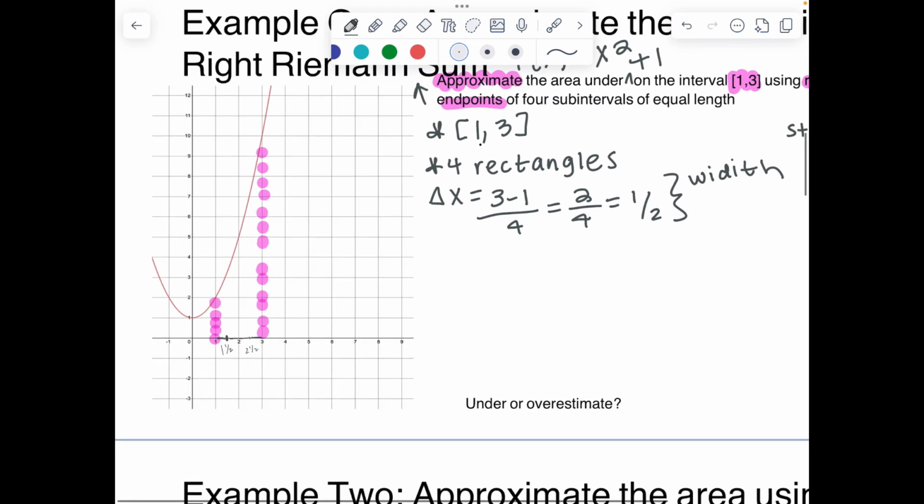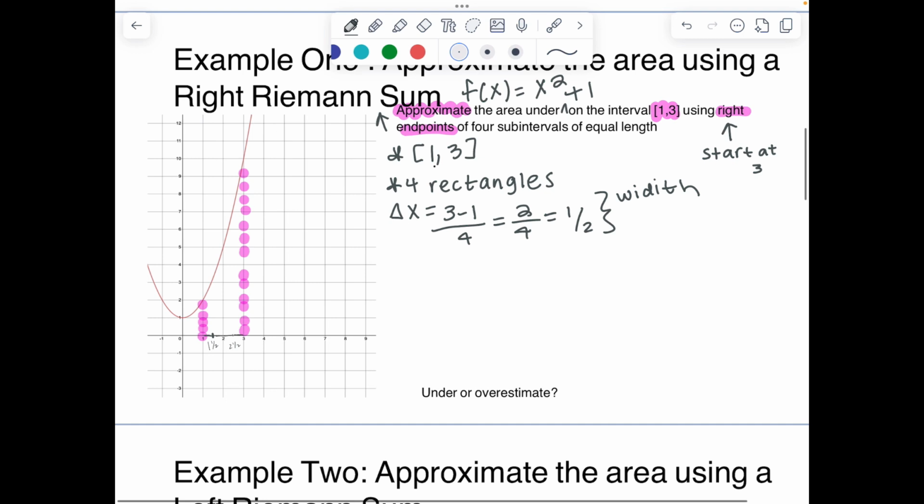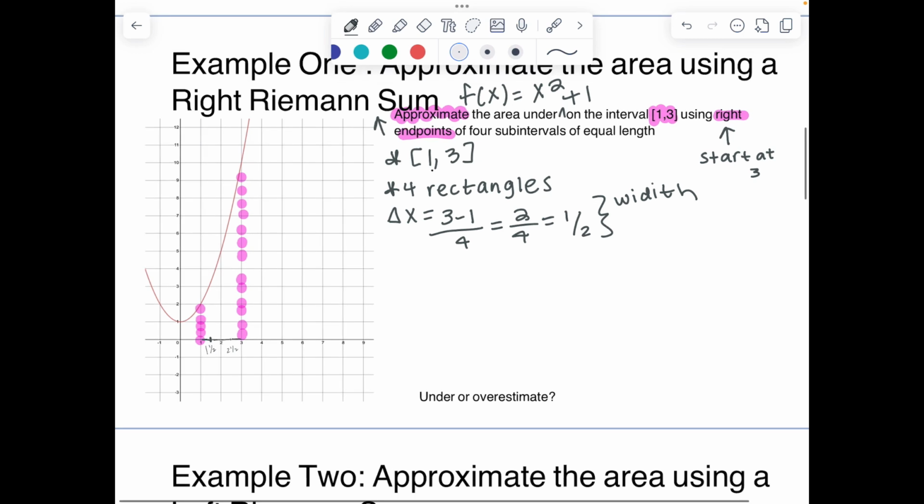So if I'm drawing a right rectangle, what I'm going to do is start at my endpoint 3, and I'm going to go all the way up till I hit the curve, and then go over a 1/2 unit, okay? And I'm going to darken my marker again. So I'm going all the way up till I hit the curve, and then since the rectangle is supposed to be 1/2 wide, I'm going to go halfway, and drop down till I hit 2.5. So that's my rectangle, okay?